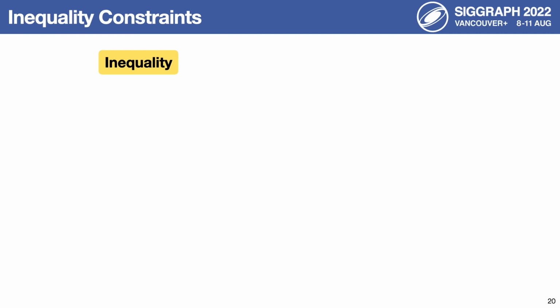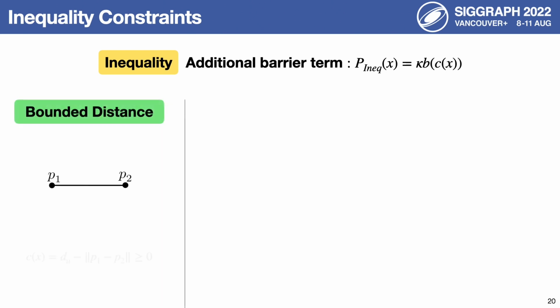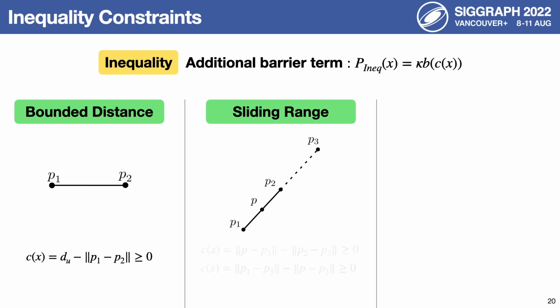Finally, to treat arbitrary inequality constraint C(x) greater than 0, we extend the barrier method used for contact to prevent C(x) from approaching 0. We can simulate bounded distance between 2 points. We notice that other inequality constraints can be formulated as bounded distance. This includes sliding range. To restrict point P to be within line segment P1, P2, we use one additional point P3 on the extended line and express the range constraints with 2 inequalities.